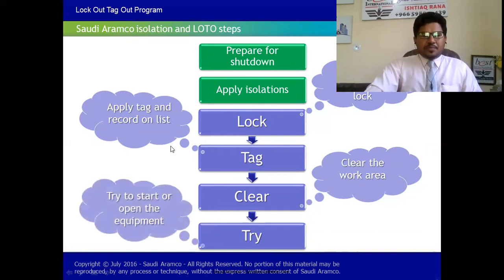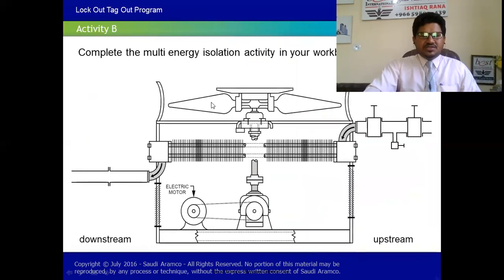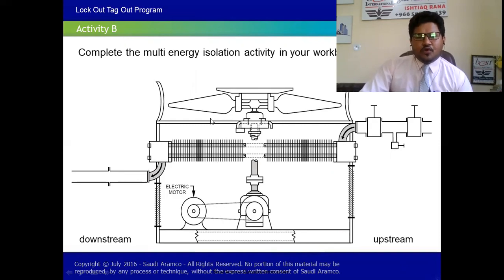Try to start or open the equipment so you can be familiar whether there is any chance of restarting. Let's take an example. You can complete this exercise in your book. Understand this fin fan blade, the electrical, then upstream and downstream, and see where you can put a blind or disconnection, or which valve you need to close, or put a lock and tag.